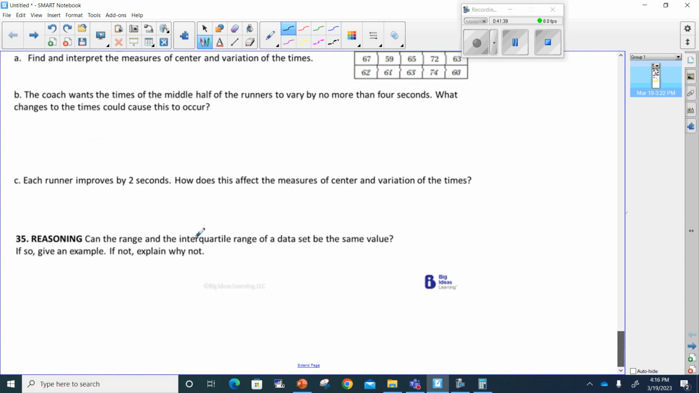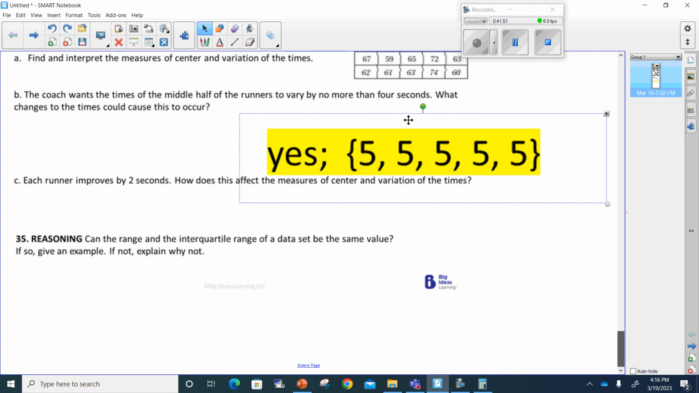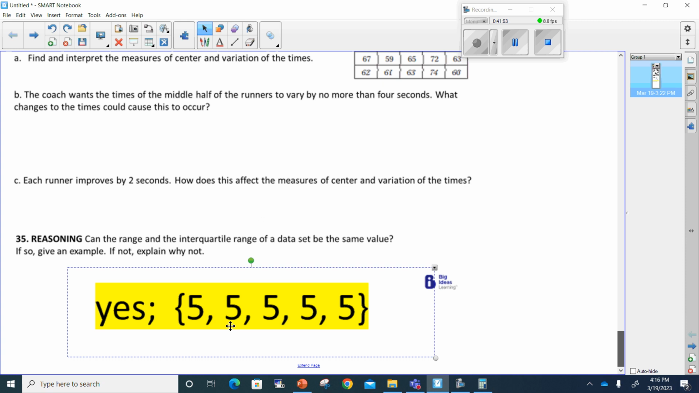Can the range and the interquartile range of the data set be the same value? If so, give an example. If not, explain that. And the answer to that is yes. If all the values are the same, right, I could have my range as 5 minus 5, which is 0, and then my interquartile range would be 5 minus 5, which would also be 0, right? So in this case, where all the numbers are the same, yes.